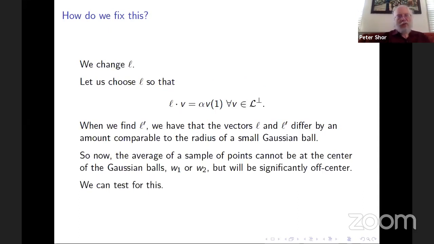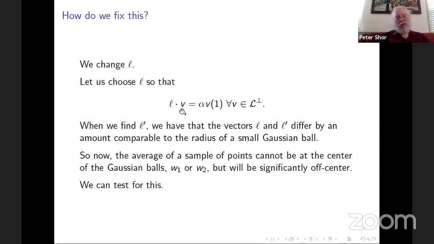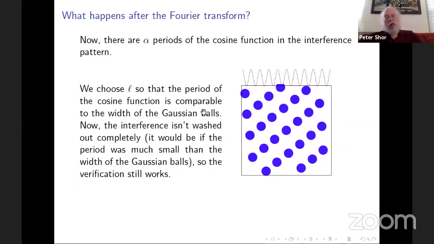So the other thing we have to do is check what happens after the Fourier transform. Now there are alpha periods of this cosine function in the Fourier transform, where alpha was this L dot V equals alpha V of 1. Alpha was the radius of the small ball. But remember, P over alpha is roughly the radius of the large Gaussian balls, if alpha is the radius of the small Gaussian balls.